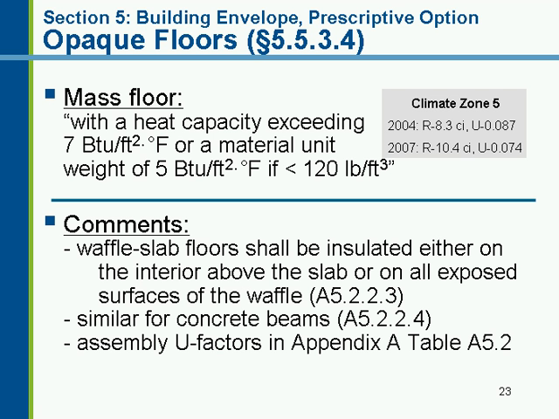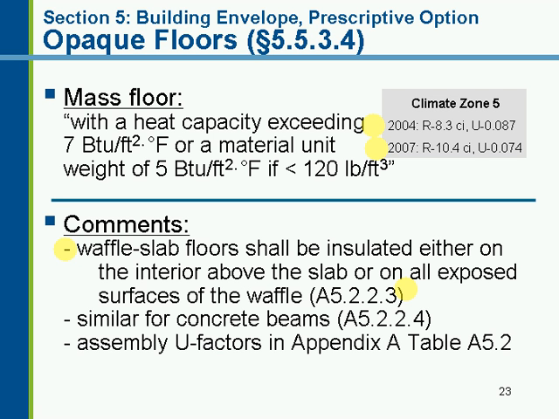Now let's talk about the three types of floors over unconditioned space. So perhaps typically like a floor over a parking garage. So the mass floor, same heat capacity definition as the mass wall. For 2004, minimum R values of 8.3 continuous insulation, going up in 2007 to R10.4 continuous insulation. And here there are a couple of mandatory provisions that are specifically applicable here. For waffle slab floors, A5.2.2.3 in Appendix A requires that they be insulated either on the interior above the slab or on all exposed surfaces of the waffle.